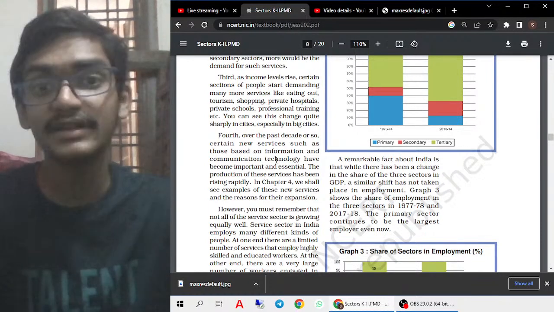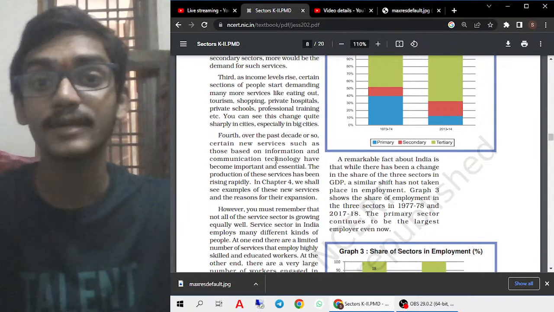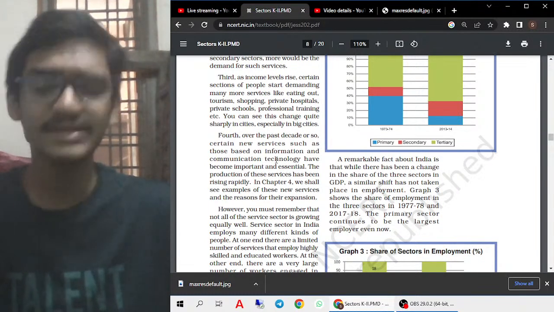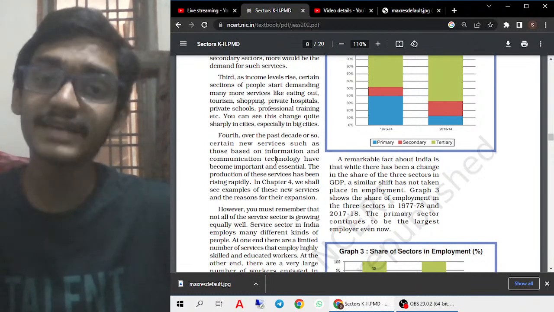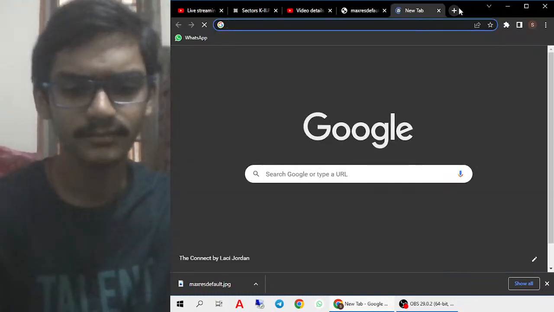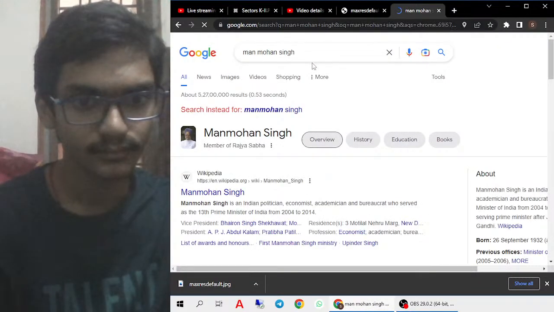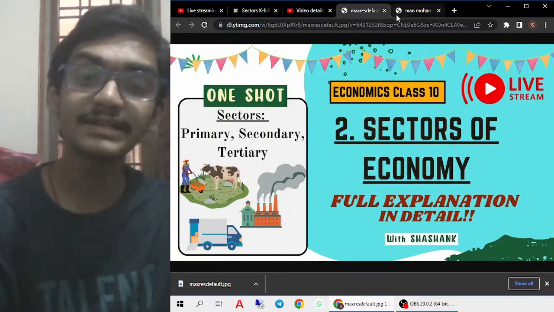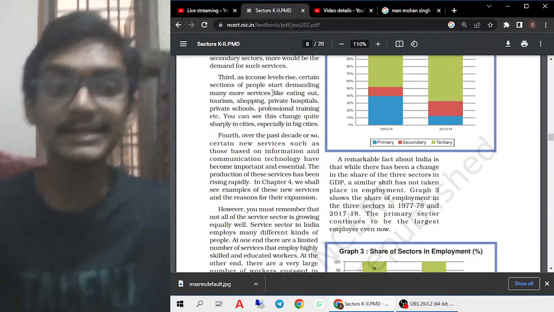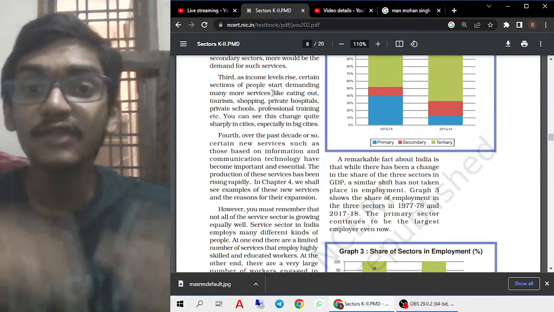And the fourth most important reason is the globalization process. In the fourth chapter of economics, we mainly learn about what globalization is. In 1991, what happened was that the then Prime Minister, I think then Finance Minister, right? He was also a Prime Minister and a Finance Minister. So then Finance Minister Manmohan Singh declared that India was open, opened the doors of the world for India.